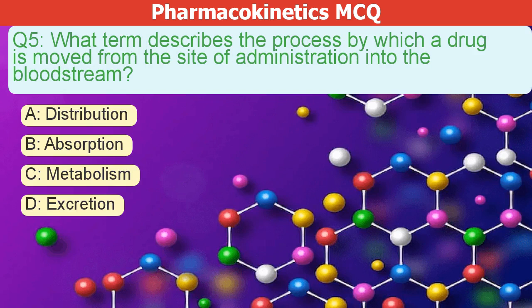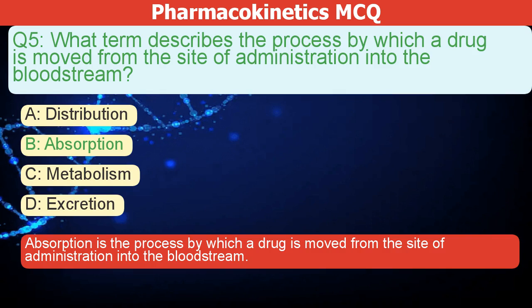What term describes how a drug moves from where you give it into the bloodstream? A. Distribution. B. Absorption. C. Metabolism. D. Excretion. The correct answer is B. Absorption is the process by which a drug is moved from its administration site into the bloodstream.